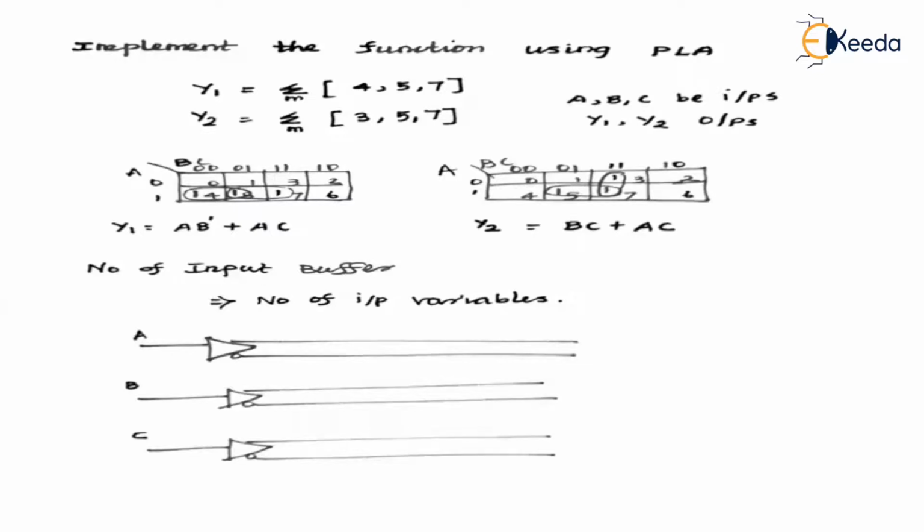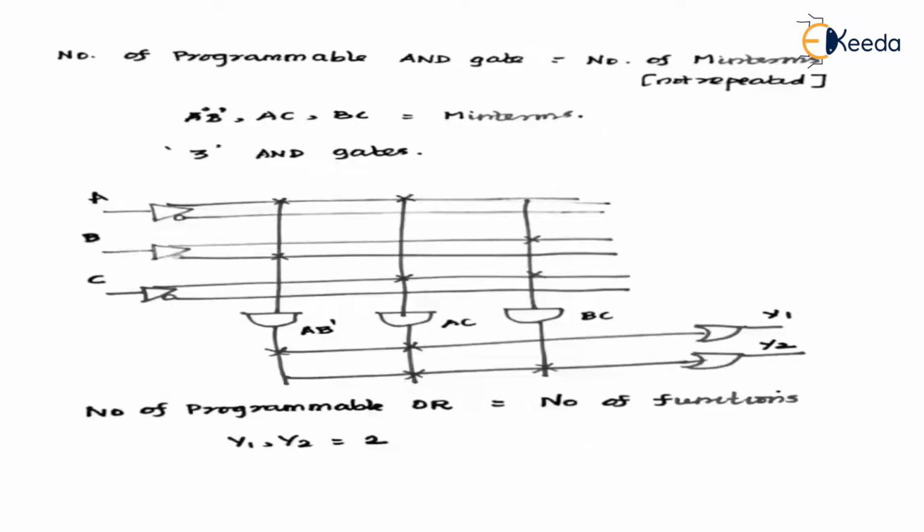So A, and then the second inverter or the second buffer that I am using, B, because I have three inputs. So A, B and C are my inputs. So I am using the three input buffer.